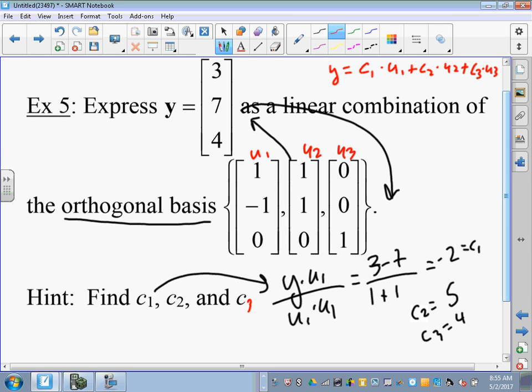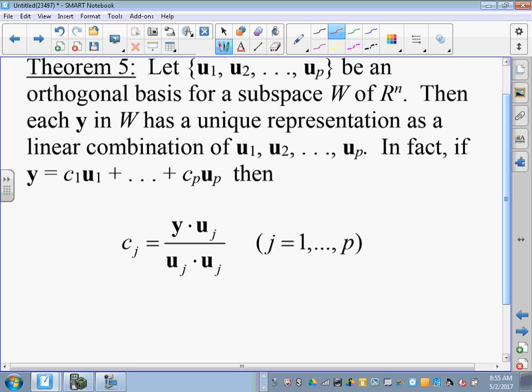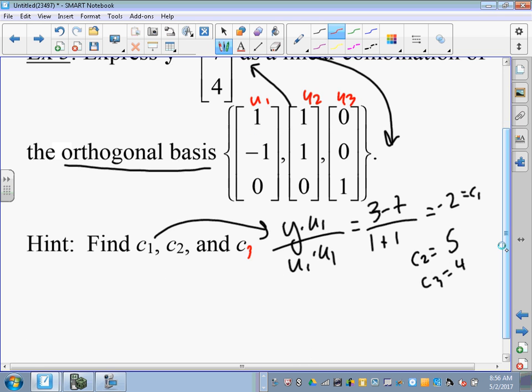Yes, sir. Are those j's? It's any number. So that j is really just saying, pick a number. 3, okay? So C3 is going to be y dotted with u3 over u3 dotted with u3. It's just saying that we can have 3, or we can have an orthogonal basis with 28 of them, and so 3 still exists. You pick a number between 1 and 28. That's it. So it's just the generic formula.